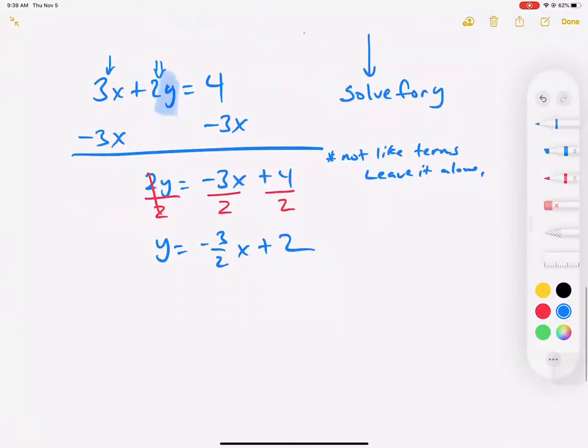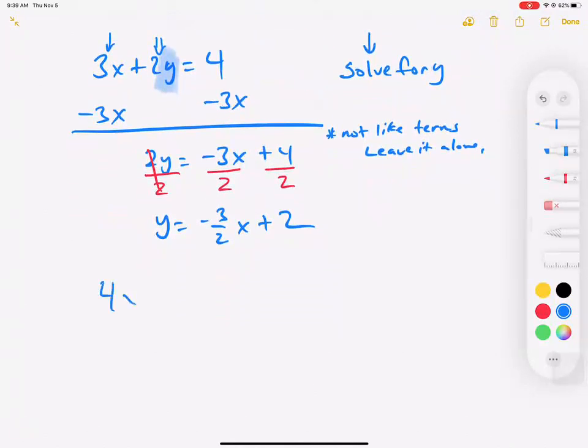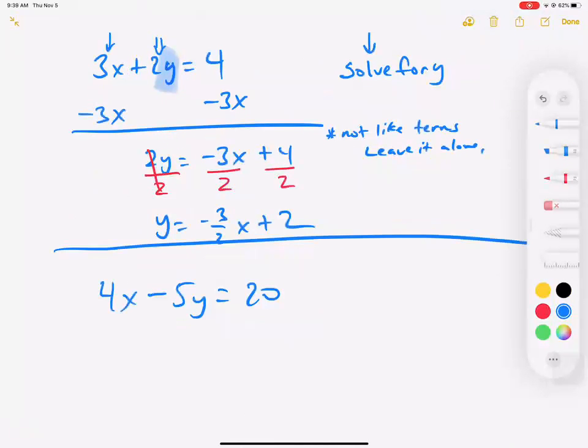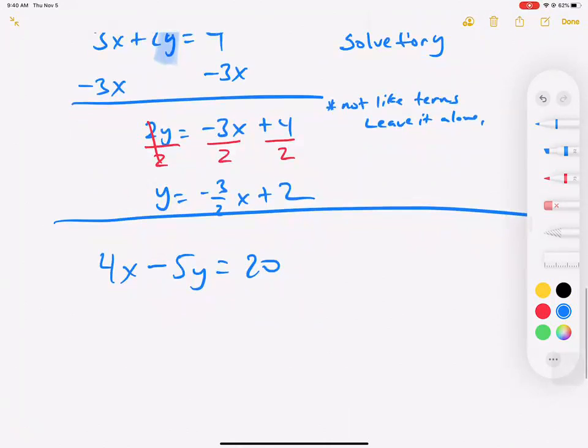Okay, let's do another example. 4x minus 5y equals 20. Now, we could graph this, right? Plug in 0, look for the intercepts. So on a side note, we could graph it and say, hey, my x-intercept here, cover up the y. What's the x-intercept? X is going to be 5. If y is 0, 4 times 5 is 20. So our x-intercept is 5, 0.